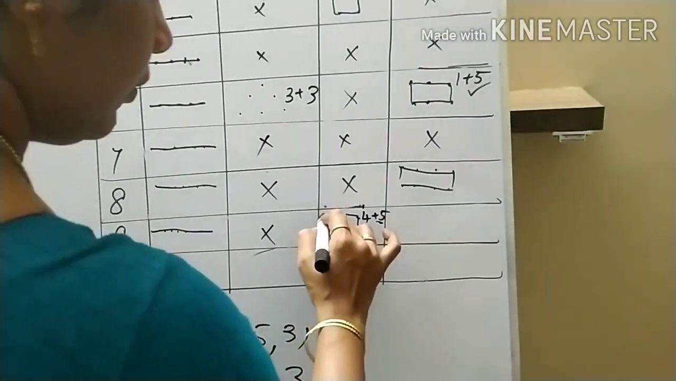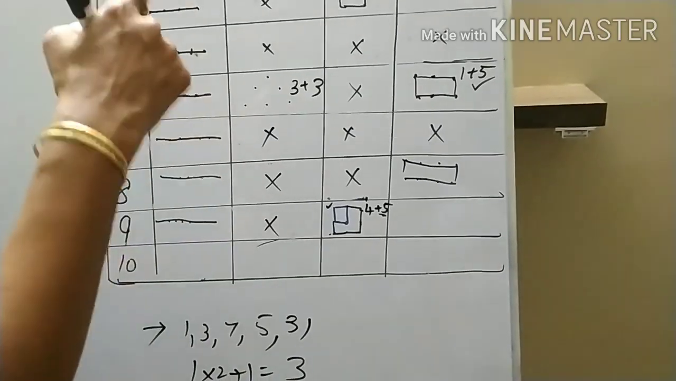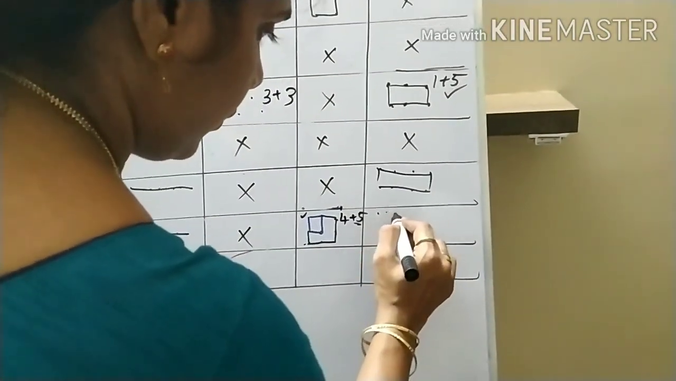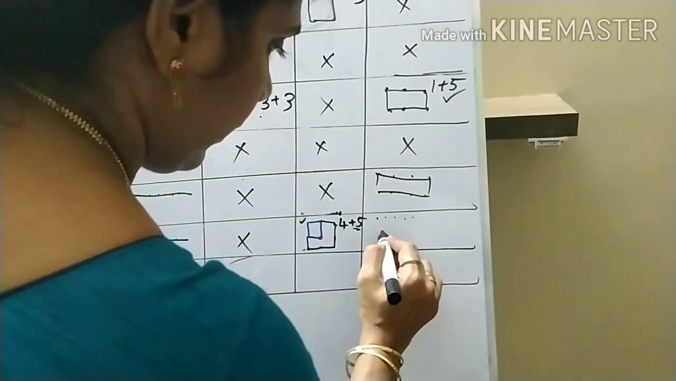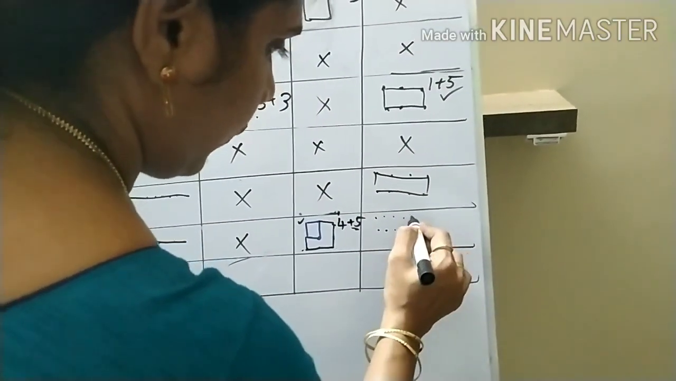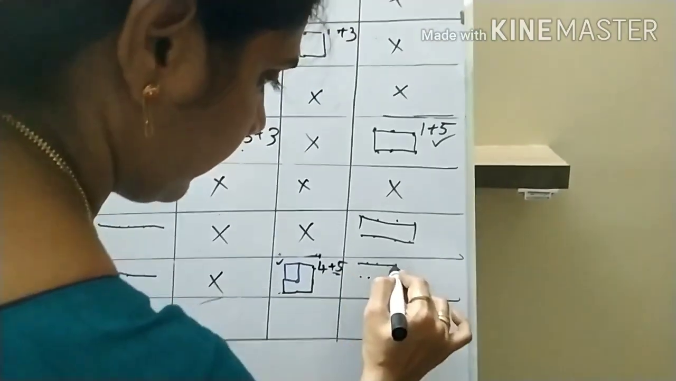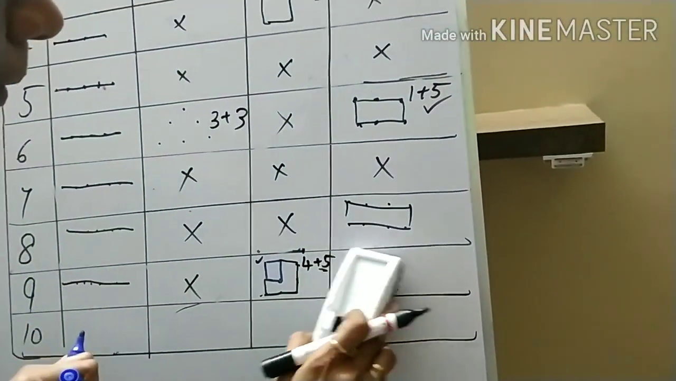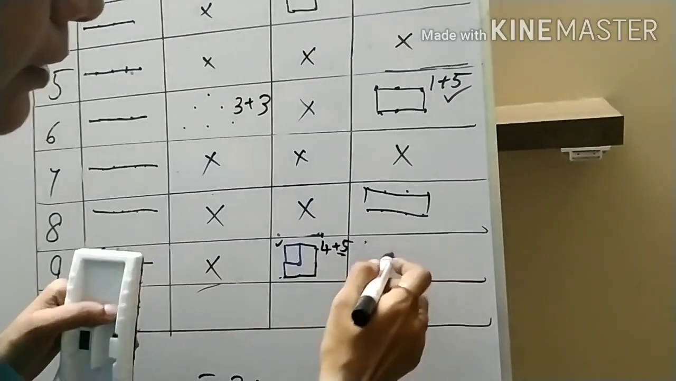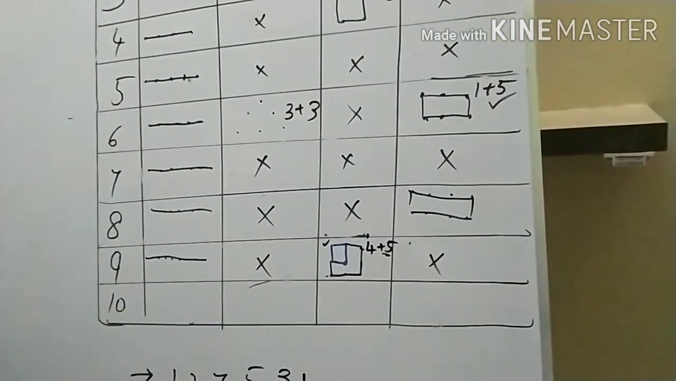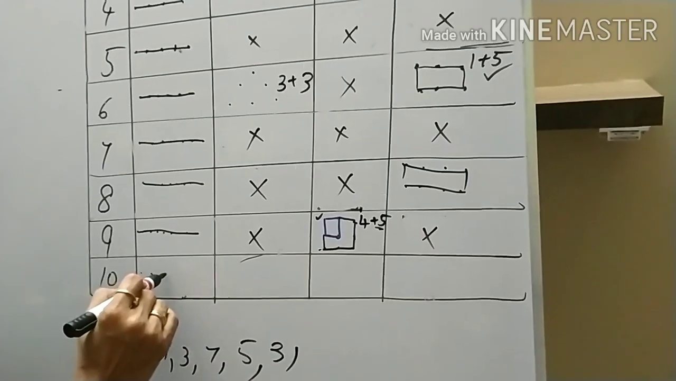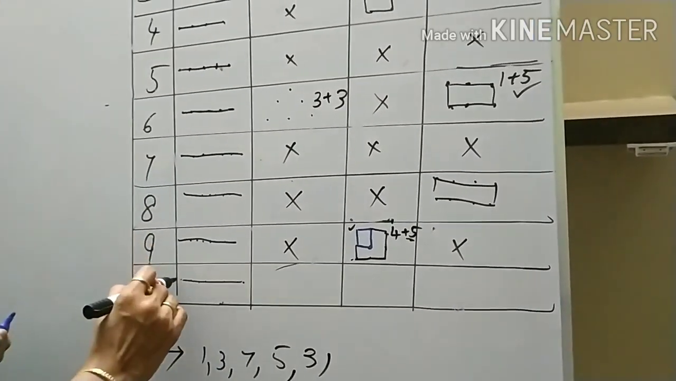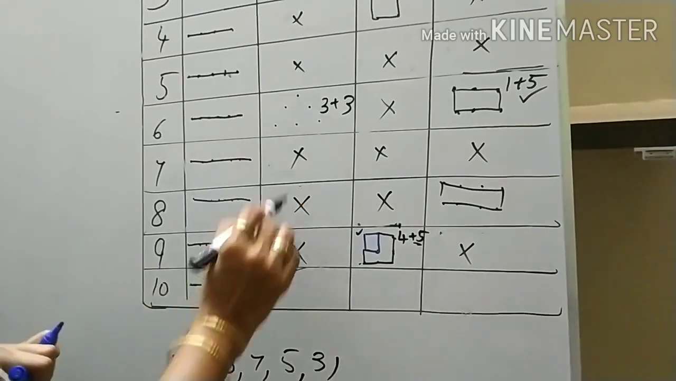So here you can form this square, not rectangle, square. See, with 9 dots, 1, 2, 3, 4, 5, 1, 2, 3, 4. So one more dot is extra here. So you can't form like this. So here rectangle not possible. Now see 10 dots. 1, 2, 3, 4, 5, 6, 7, 8, 9, 10. Line you can form.